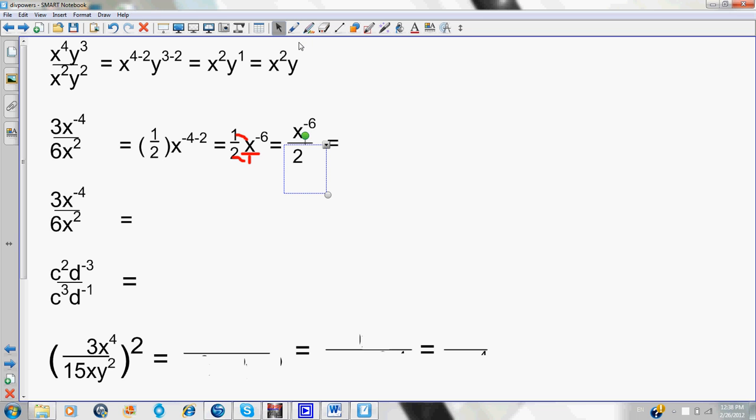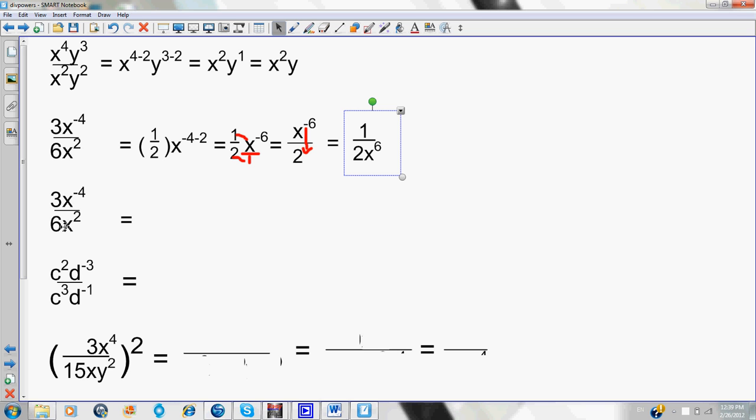What do we do with a negative exponent? We move negative exponents to the other side of the divisor line and change the sign. So that means that this is now going to be 1 over 2x to the 6th. Now let's try a different approach to the same problem. Okay?